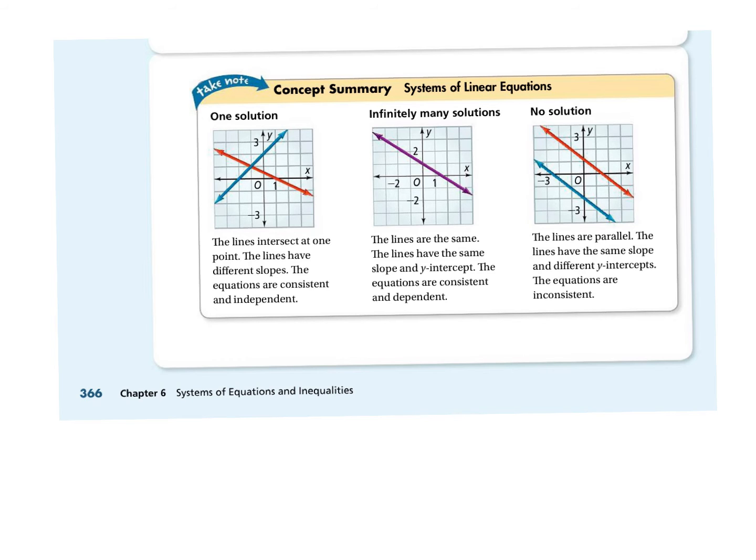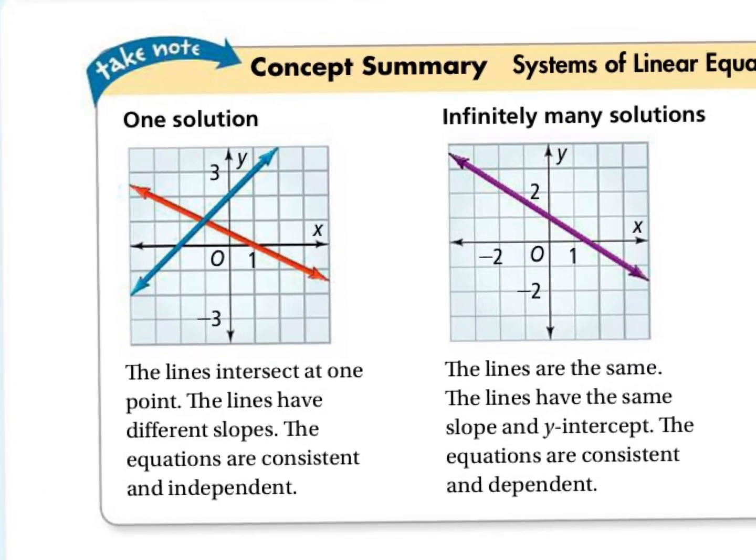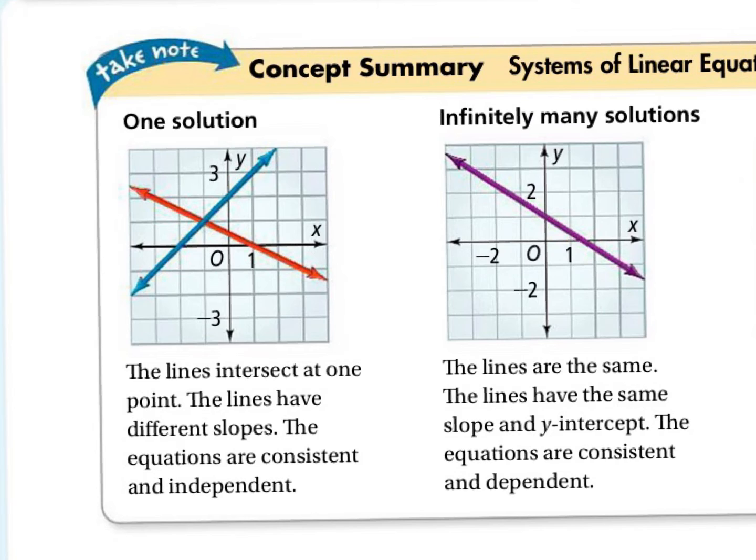So the concept summary just recaps what we've talked about. In a lot of situations when we're solving a system of equations, we're going to have one solution. We're going to have one point where the lines intersect. That means we have one solution.